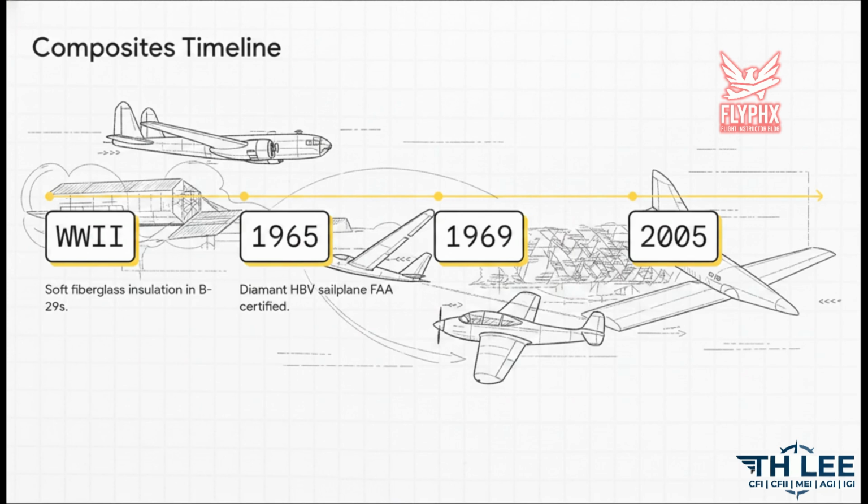It actually dates all the way back to World War II, where soft fiberglass insulation was used in B-29 fuselages. Jumping to 1965, the FAA type certified a high-performance Swiss sailplane called the Diamond HBV, which famously utilized fiberglass for its primary structures. Just 4 years later, in 1969, the Windecker Eagle became the very first all-fiberglass aircraft certified in the normal category. Fast forward to 2005, and we see over 35% of new aircraft being constructed of composite materials.